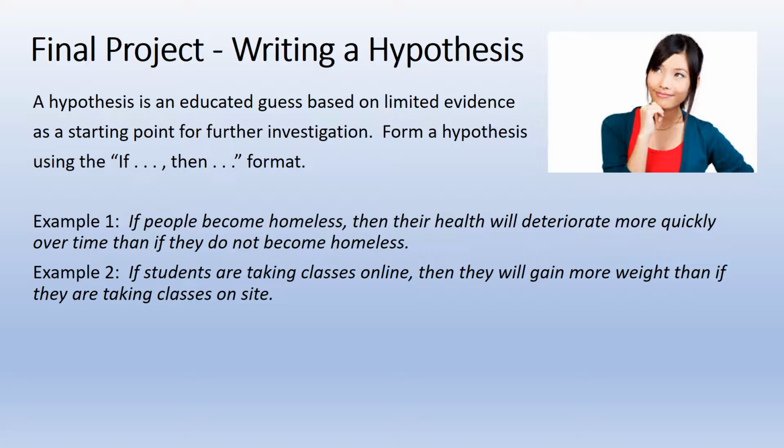Example 1. If people become homeless, then their health will deteriorate more quickly over time than if they do not become homeless. Example 2. If students are taking classes online, then they will gain more weight than if they are taking classes on site. Notice that in the first portion of the statement, the independent variable is found, and that following the comma is the resulting dependent variable.